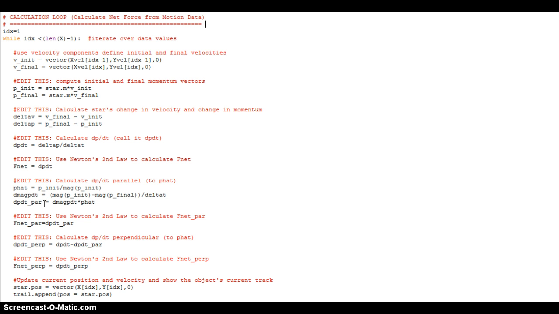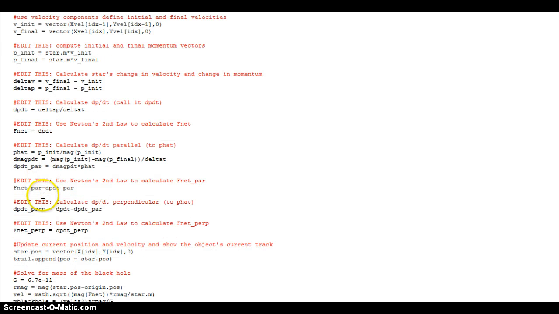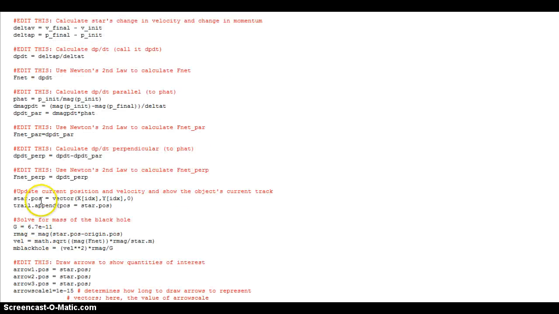The parallel component of the net force is equal to the parallel component of dp/dt. The perpendicular component of dp/dt is simply the total value of dp/dt minus the parallel component of dp/dt. And we know that the perpendicular component of the net force is equal to the perpendicular component of dp/dt, which is the rate of change of momentum with respect to time. The star position variable is found by VPython from the index of the x and y coordinates in the CSV file given, and a trail is left by the star as it passes through these positions.